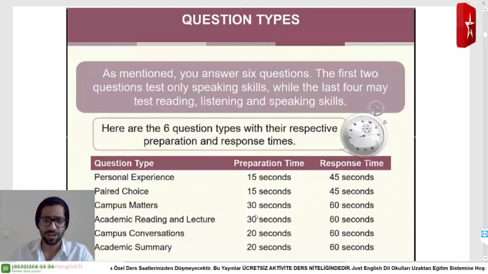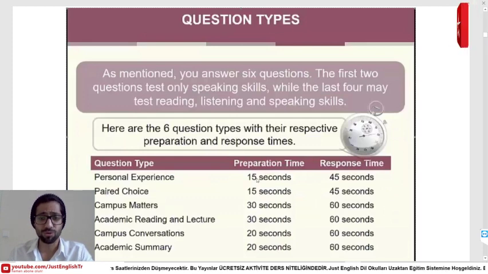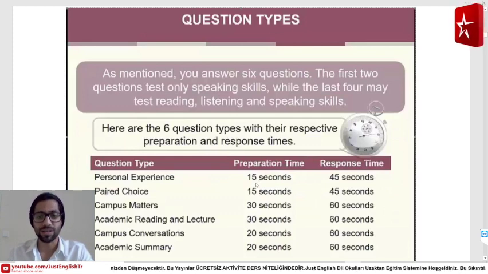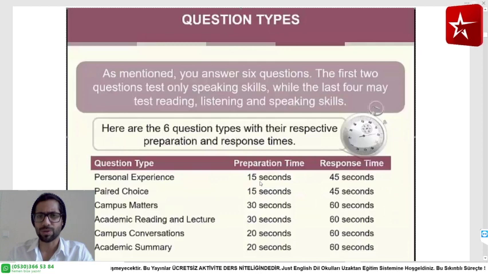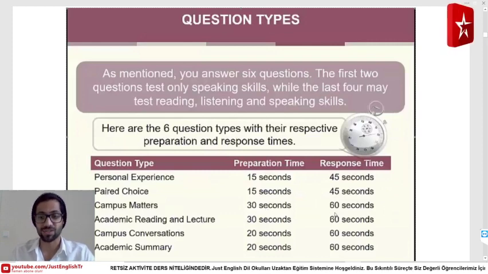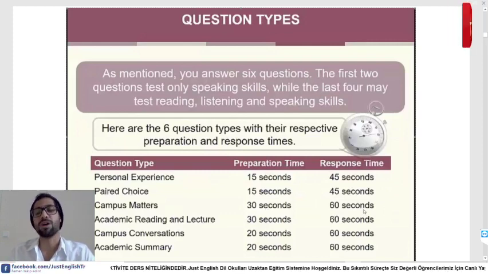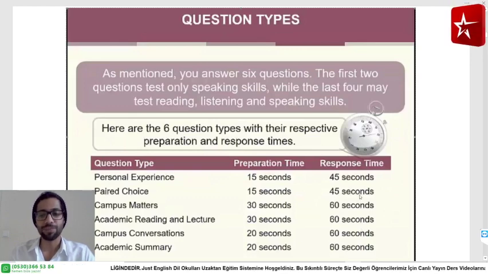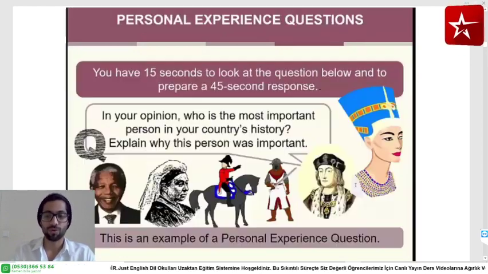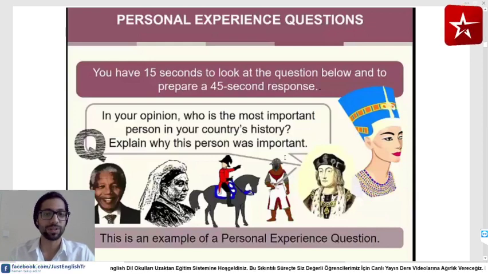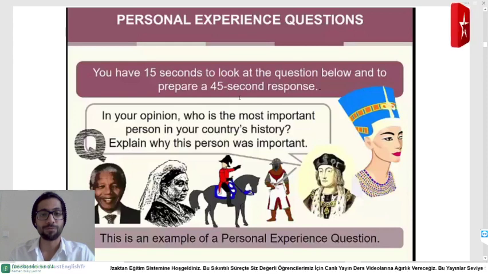Now, if you notice here with me, for preparation time for the first 2 tasks, because they are very independent, it is 15 seconds, and the other 4 are 30 seconds preparation. Now the answering is 1 minute for each of the last 4, and the first 2 are 45 seconds. Moving swiftly on. 15 seconds to look at the questions below, prepare 45 seconds.